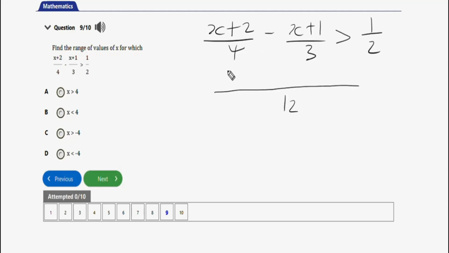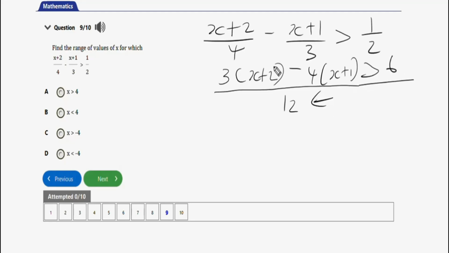4 into 12, we're going to have 3 times x plus 2, minus 3 into 12 is 4, 4 times x plus 1 is greater than 4... 2 into 12 is 6, 6 times 1 is 6. So at this juncture, let's simplify what we have at the numerator. So we're going to have 3x plus 6 minus 4x minus 4 is greater than 6.